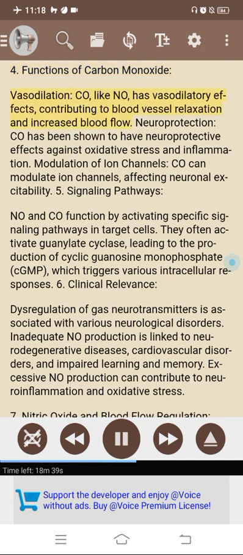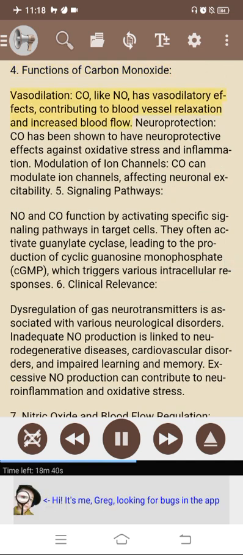4. Functions of carbon monoxide. Vasodilation. CO, like NO, has vasodilatory effects, contributing to blood vessel relaxation and increased blood flow. Neuroprotection. CO has been shown to have neuroprotective effects against oxidative stress and inflammation. Modulation of ion channels. CO can modulate ion channels, affecting neuronal excitability.